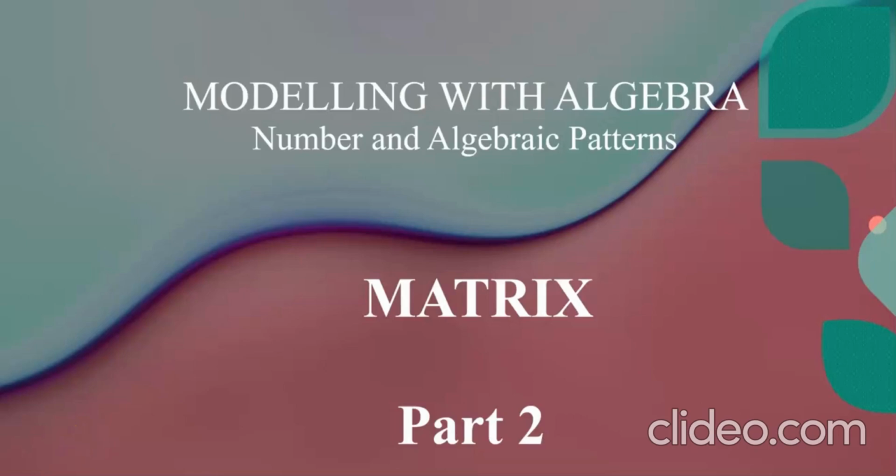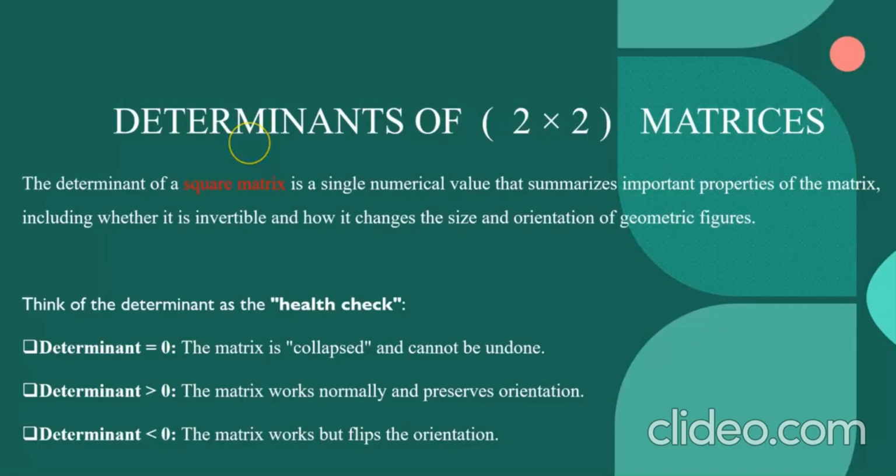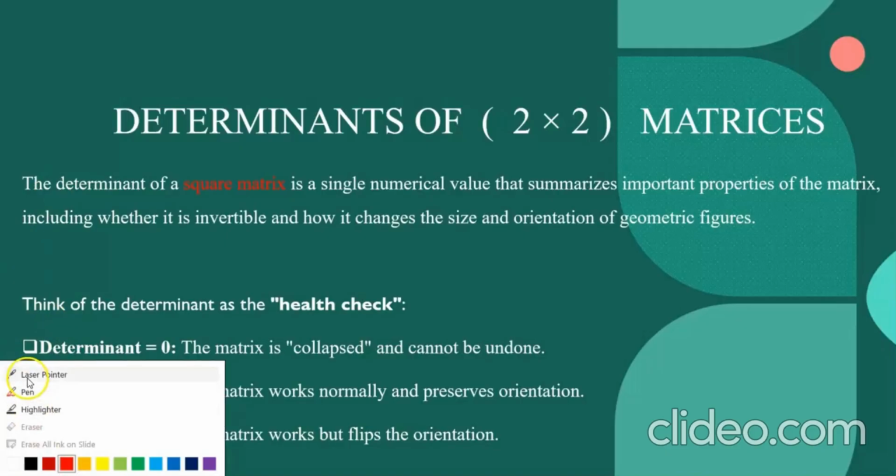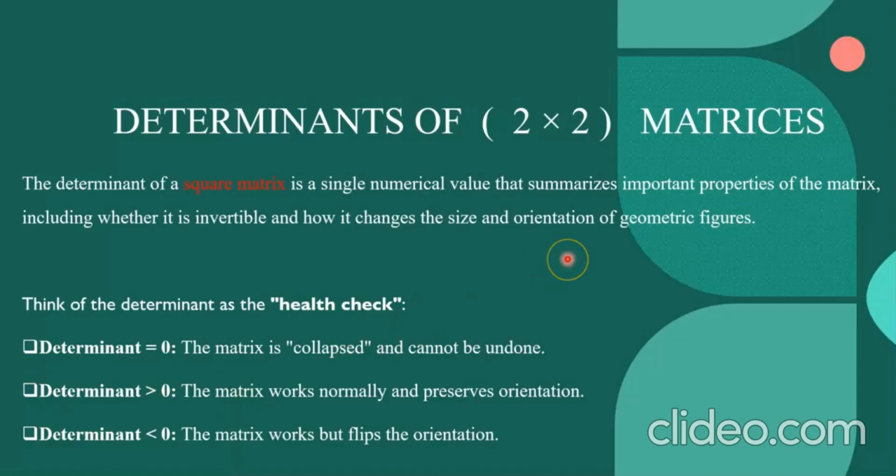Let's look at part 2 of the matrix. Under part 2, we want to look at determinants of 2 by 2 matrices. The determinant of a matrix is a single value that we calculate from the matrix, and this value summarizes important properties of the matrix. For example, that single value can tell us whether the matrix can have an inverse or not.